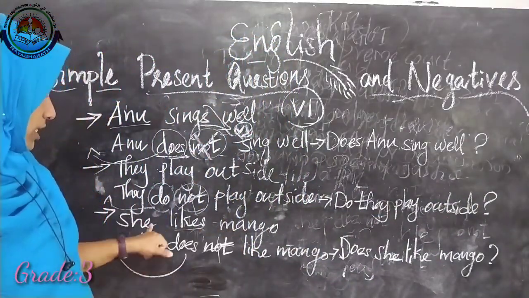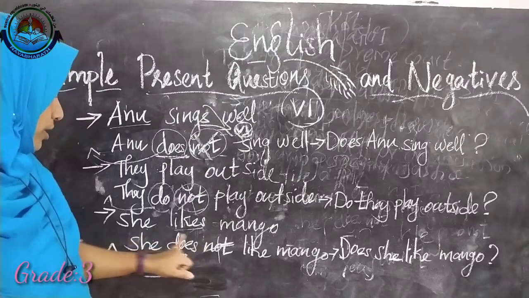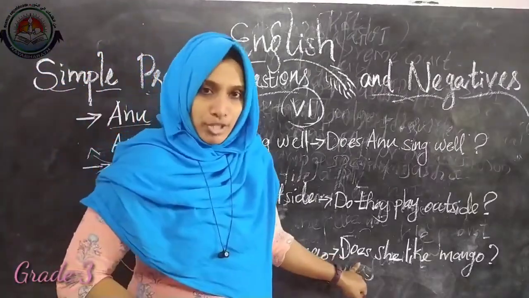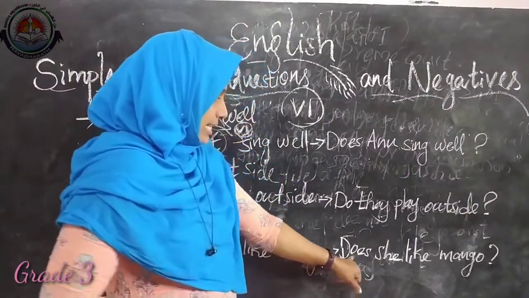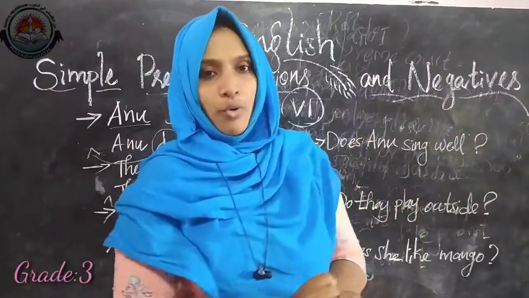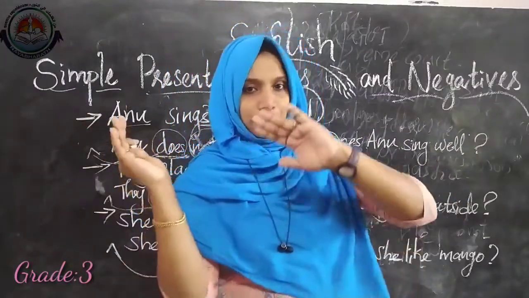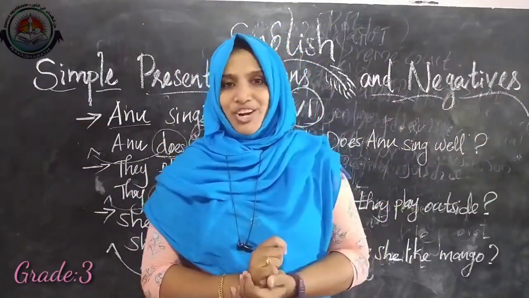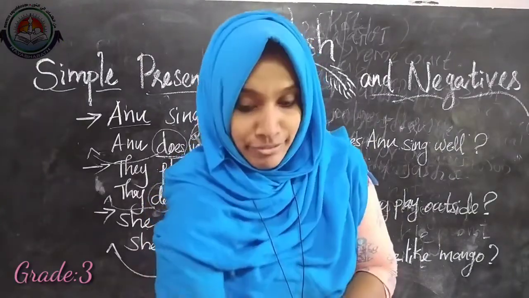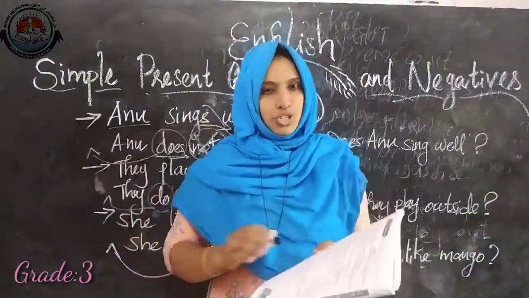She is singular, so does not. She doesn't like mango. Then for the question we can make: Does she like mango? The word not has to go out. Okay, so children, this is how we have learned about the negative form and also its question form.